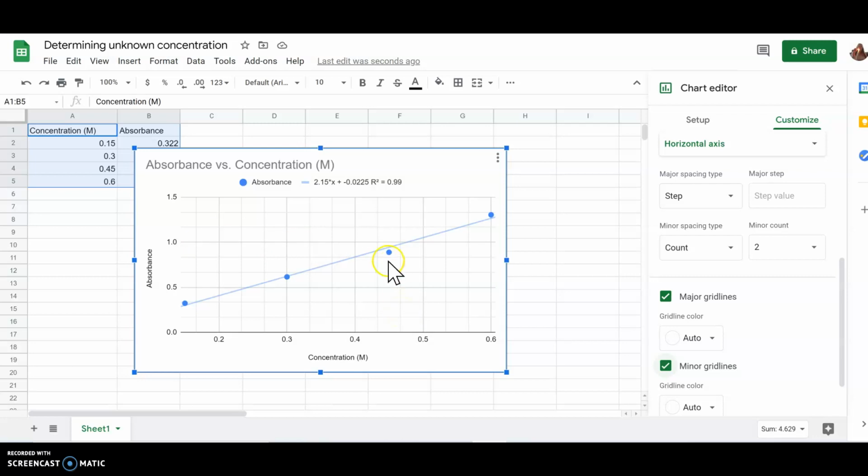The other way it has you do it is use this equation. So y equals 2.15x plus negative 0.0225. That's my equation. Your equation obviously will be different because you have different data. So then I'm going to plug in the absorbance I got instead of the y, and then I'm going to solve for x. And that also will tell me the concentration of my unknown. So both methods work, and you're going to compare the two as part of the questions in the lab analysis.